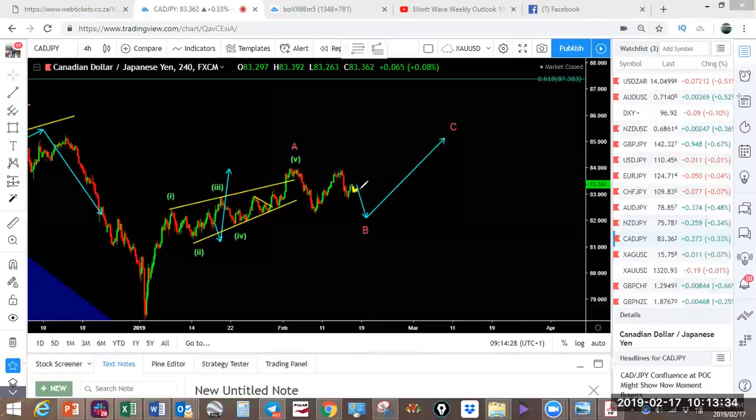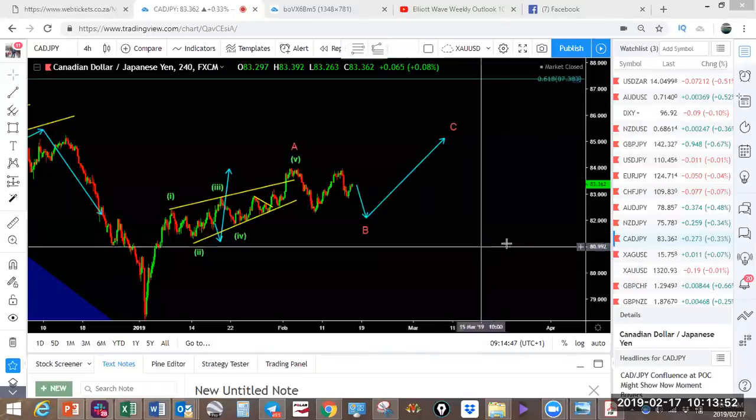So this could be this one as well. That does this. That means that this is all a corrective structure, but my first preference is this one to the downside. This one comes down, and then we push higher, because then you'll have this clear corrective structure that will be a regular flat. Let's see how this one goes.